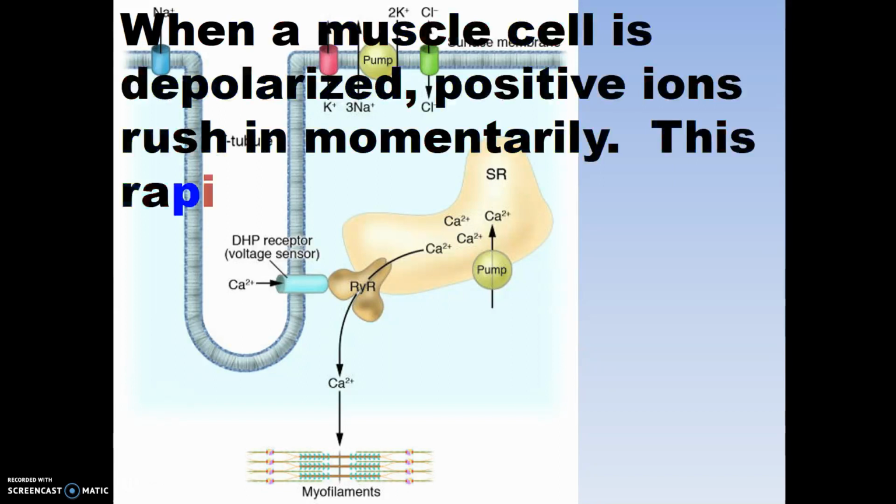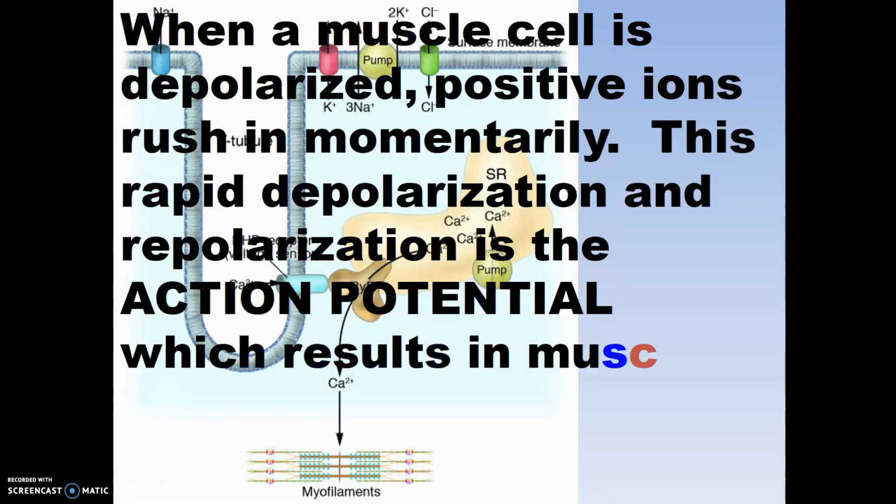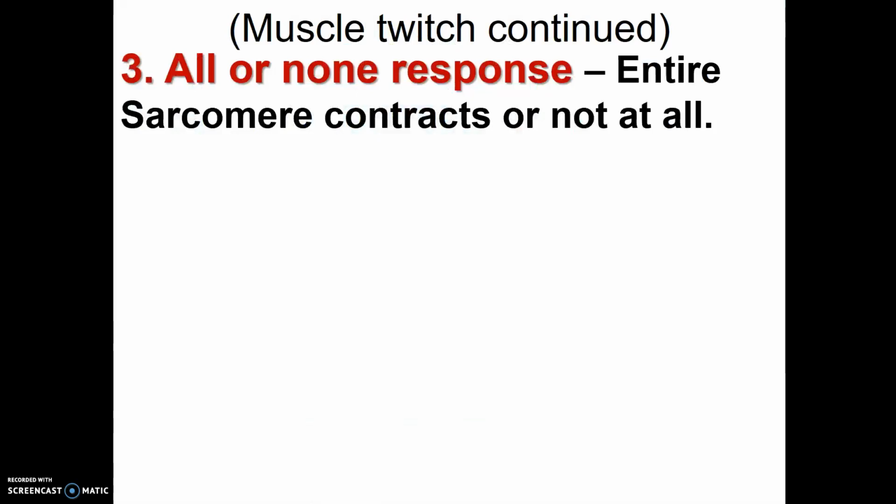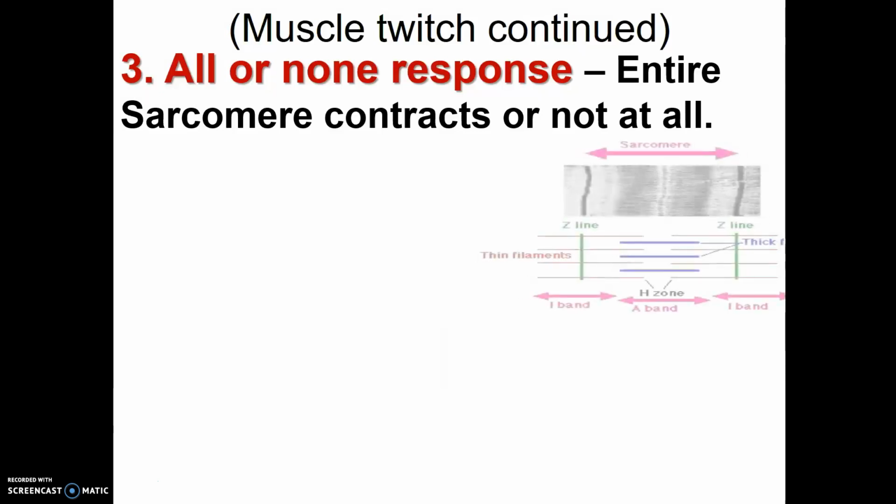When a muscle cell is depolarized, again, the positive ions rush in momentarily, allowing depolarization, and the action potential from the nerve releases acetylcholine, which allows calcium to bind to troponin for contraction of the muscle fiber. Muscle is an all or none response. Each fiber either twitches or it doesn't, but you can recruit a lot of muscle fibers. So when I pick up something light, like a pencil, I'm only probably recruiting about 1,000 muscle cell fibers. When I pick up something heavy, like a desk, then I'm recruiting a lot more muscle fibers.